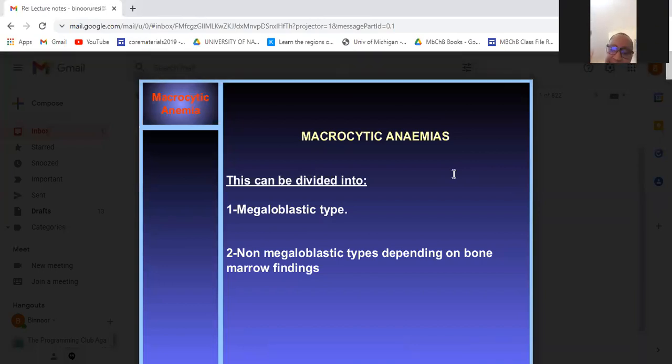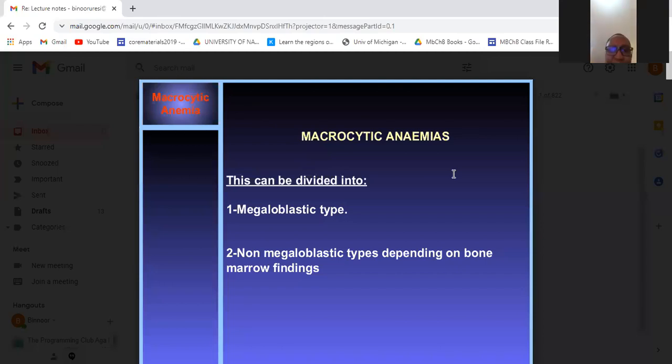we say the size is above 96 femtoliters. Remember, the normal size is between 76 to 96. Below 76 is microcytic. Above 96 is macrocytic. In between is normocytic. Or if there's a mixture of both macro and micro, you might have a picture of normocytic and normochromic, but that's what we call a dimorphic picture.